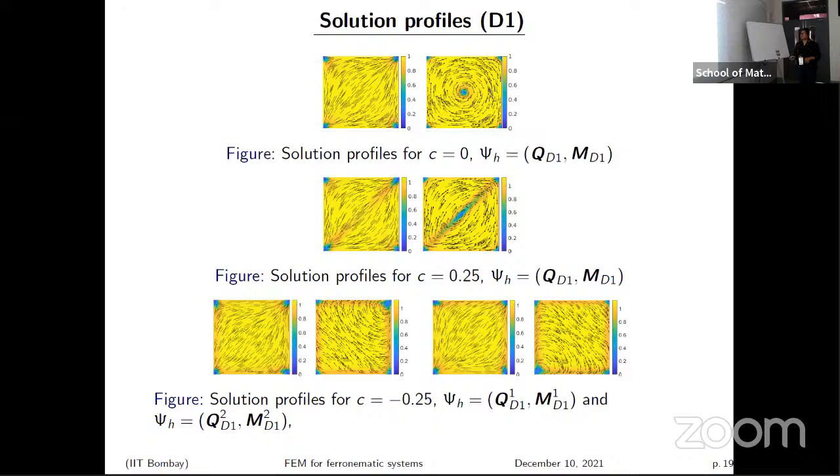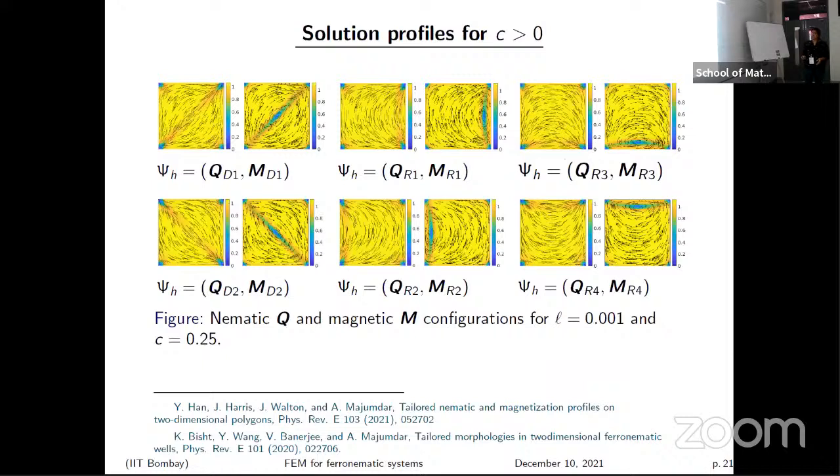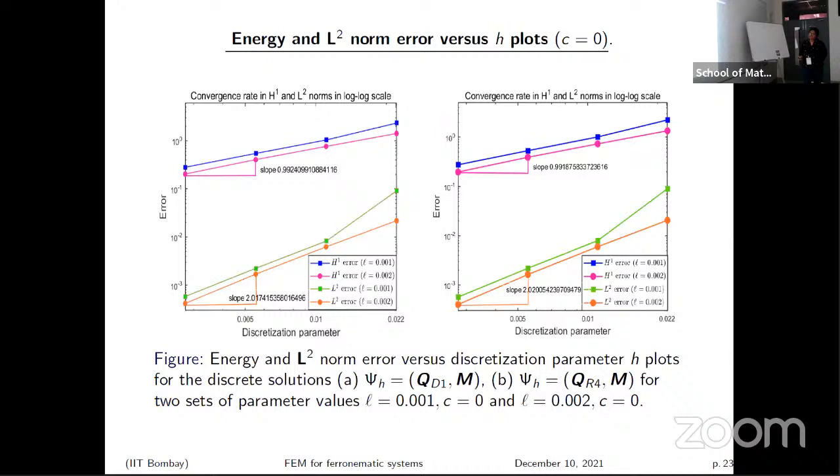corresponding to this nematic diagonal solution. These are the solution profiles for rotated solutions, and corresponding to each nematic stable state, these are the nematic solutions, and the number doubles when C is less than 0. This plot shows the convergence history of the nematic solutions. We have taken two parameter values, 0.001 and 0.002. This is for C equals 0. The convergence rate in L2 norm is 2 and the convergence rate in H1 norm is 1.